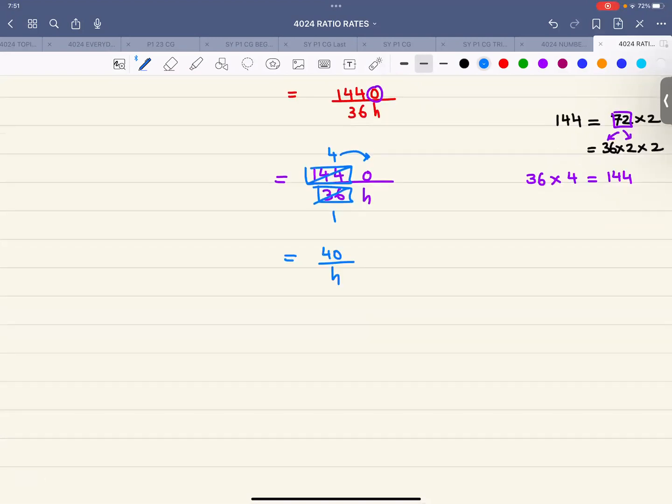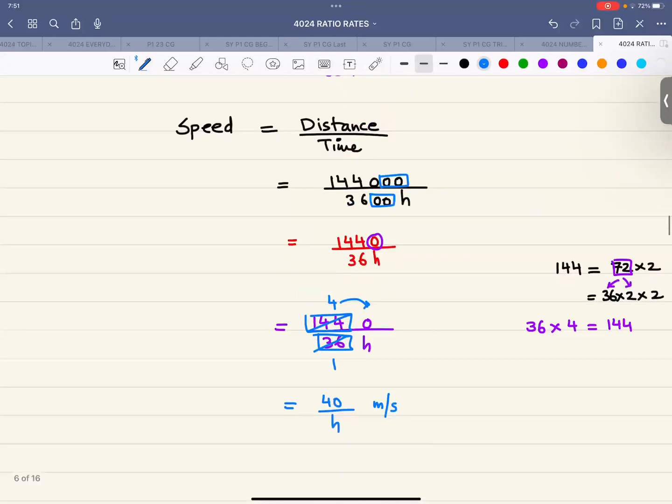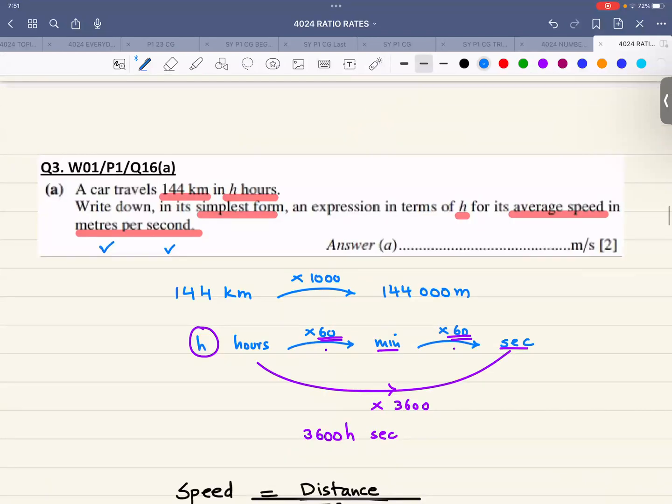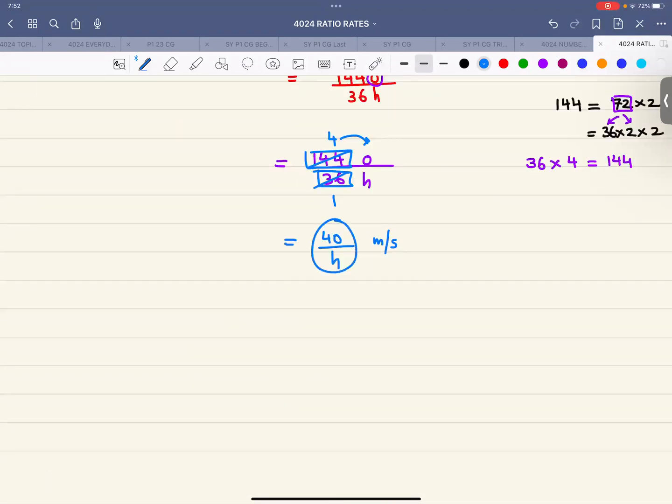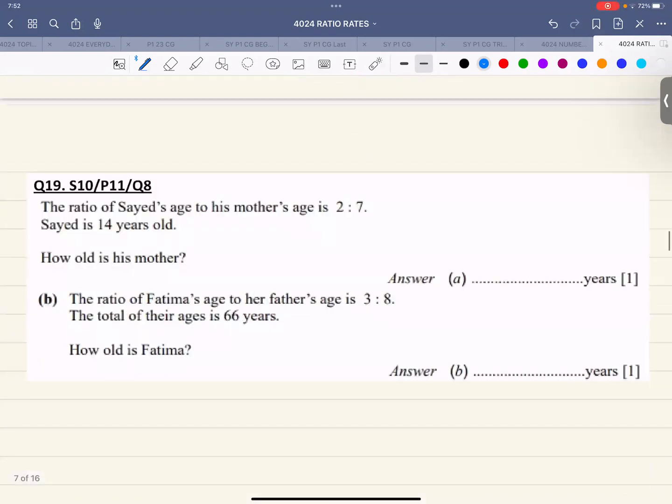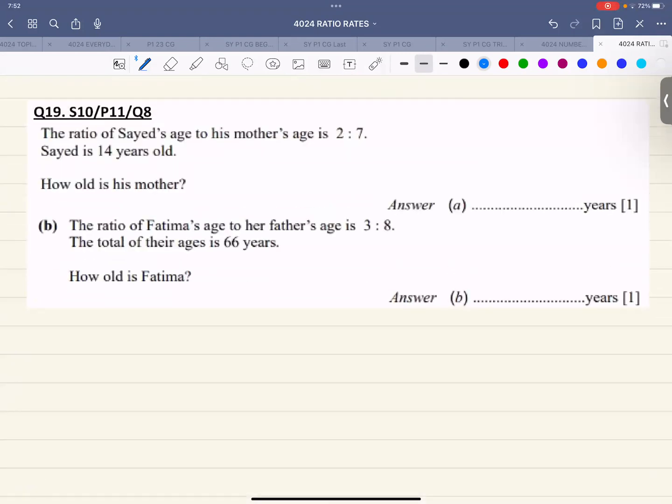And the answer is meters per second. That is exactly what they're asking: write down in its simplest form an expression in terms of H for its average speed. So the average speed is 40 over H meters per second. Let's move on. Let's do the next question.